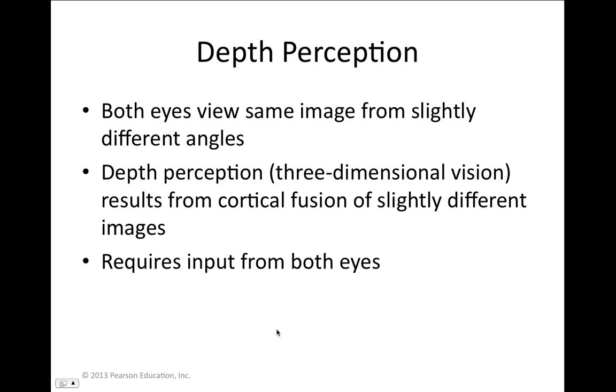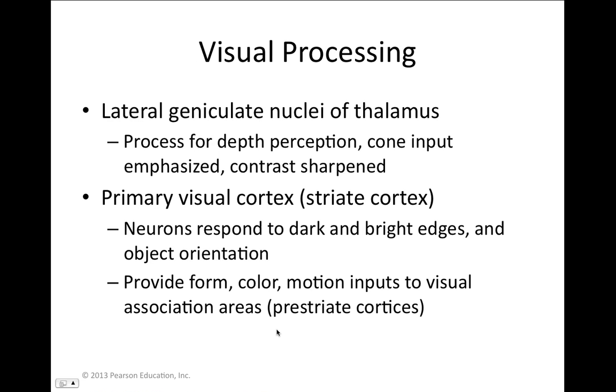If you are trying to look through the barrel of a rifle, for example, during hunting season, that might not give you good depth perception, but it can improve your accuracy. So visual processing is going to occur in the lateral geniculate nuclei of the thalamus, and that's a process for depth perception. Cone input is emphasized here, so the HD image, and your contrast is sharpened, so you get the clearest picture that you possibly can.